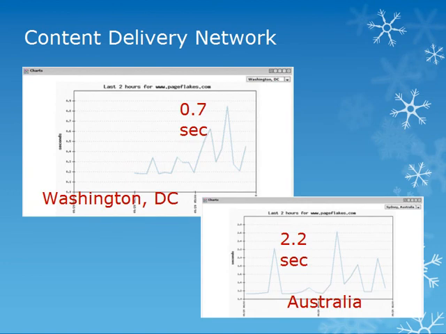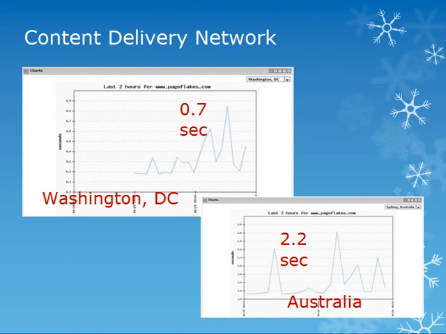And let me show you a practical example of how bad latency really is. One example is when you hit www.pageflakes.com from Washington DC, you get a 0.7 second latency because our server is hosted in San Francisco. But when you hit it from Australia, you get a 2.2 second latency. And the reason is, let's think about what happens from Australia.